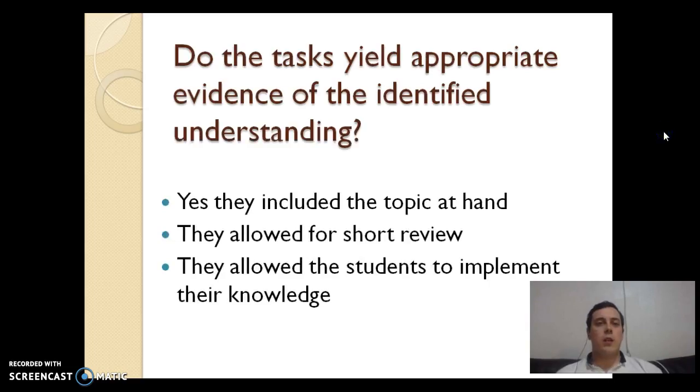The first part, do the tasks yield appropriate evidence of the identified understanding? Yes, I think so, because first of all, the first task for me to do is to introduce the topic to the students. So to get them thinking about the grammar point before even looking at it or talking about adjectives and things like that.